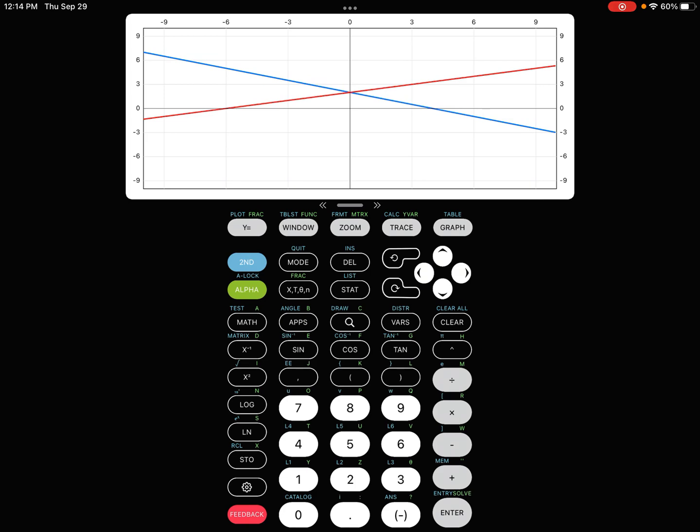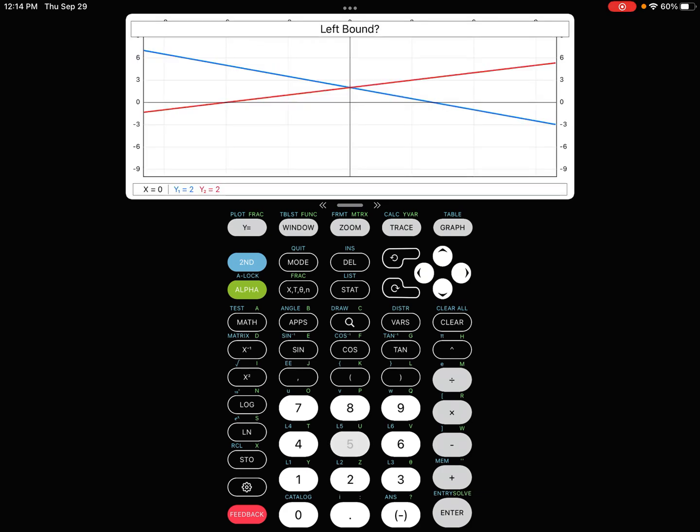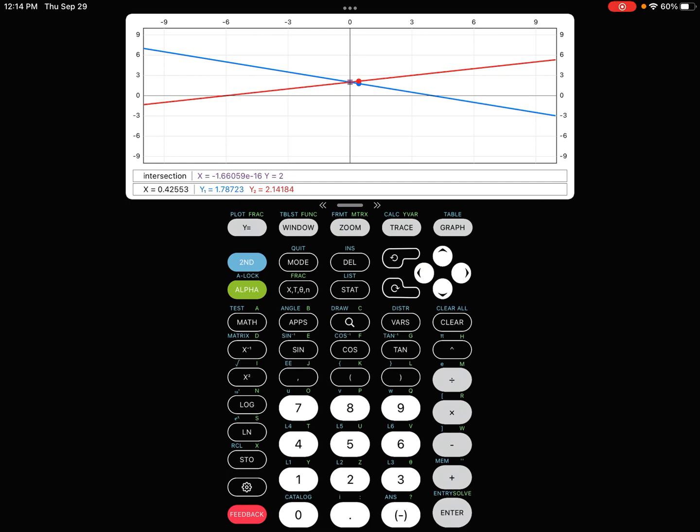So if I'd like to truly identify the intersection point, we can hit second and then the trace button, which says calculate. And the fifth option is intersect. And what we can do is you can move your cursor a little bit and hit enter and move over, enter, just to ask the calculator to look in between these boundaries.